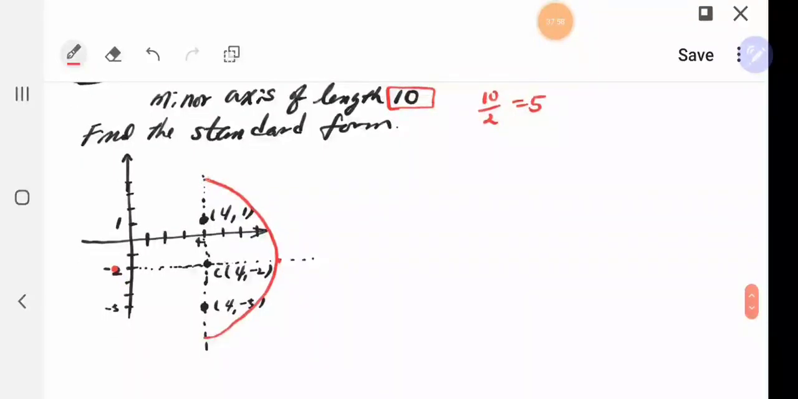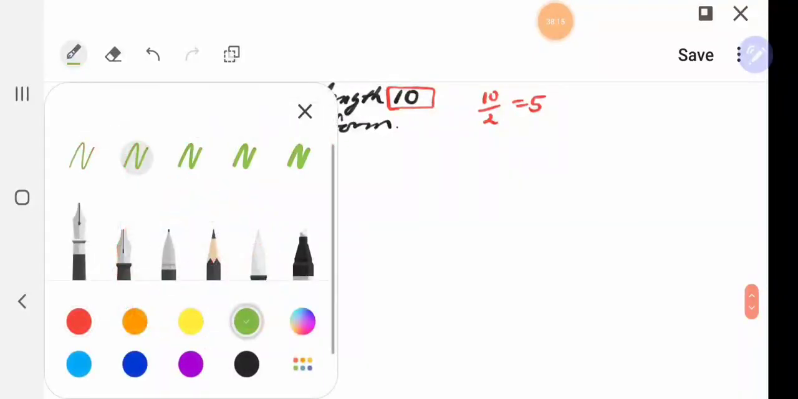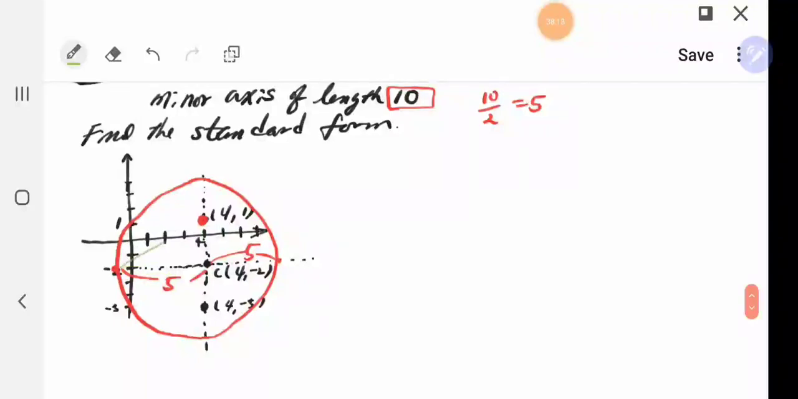Like this. Alright, then okay, this distance is 5 and this is 5. So this is the focus, so we can draw a triangle based on the center.